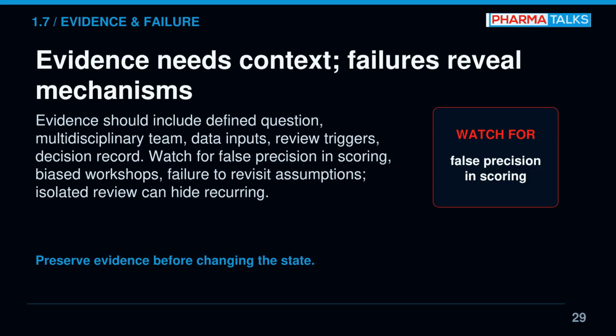Evidence needs context, failures reveal mechanisms. The quality of a risk assessment depends on the quality of the question, the evidence, and the multidisciplinary team. Data inputs, review triggers, uncertainties, and the decision record should be clearly documented. False precision, biased workshops, and failure to revisit assumptions can make a significant risk appear artificially small.